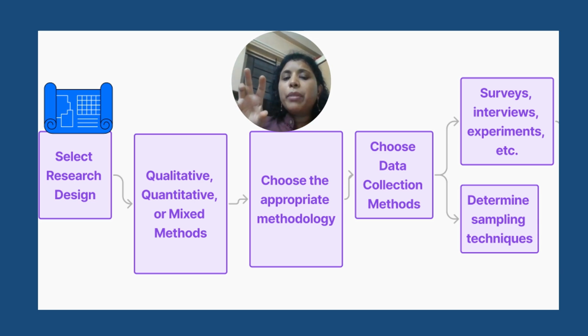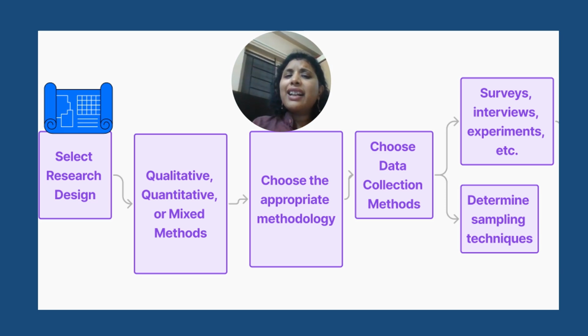Sample is the selected people from the whole population. As I said, women in Bangalore. So what I am doing is, from the whole population of women in India, I am selecting only women in Bangalore. That becomes my sample. Now, when I talk about surveys, interviews, and experiments, these are the methods used by you to collect the primary data.